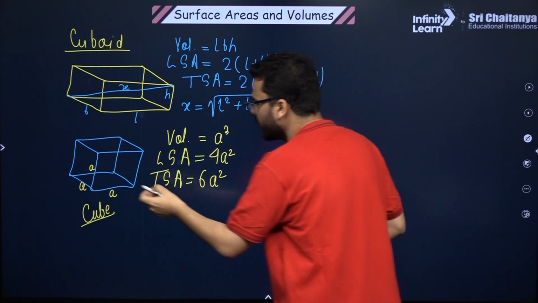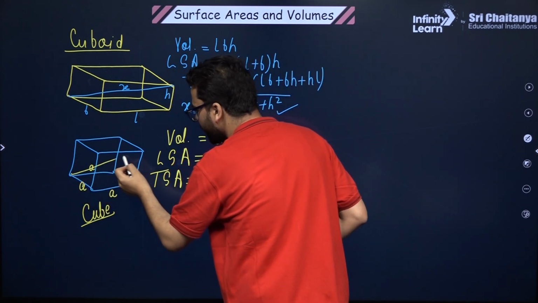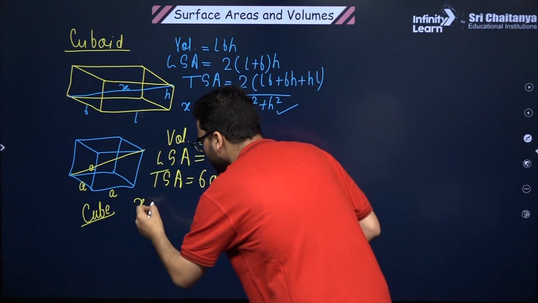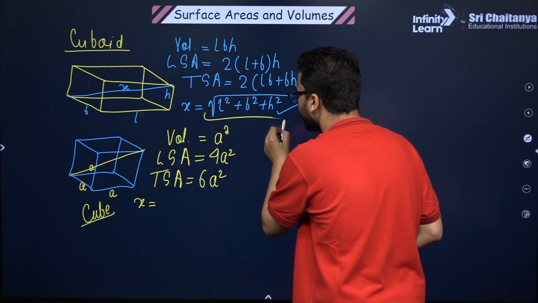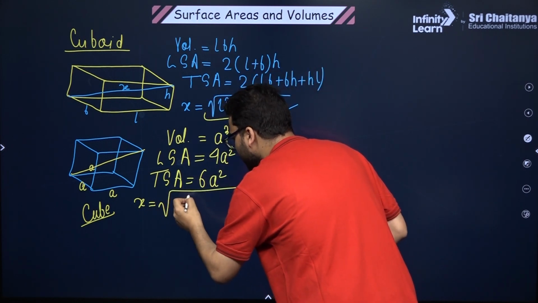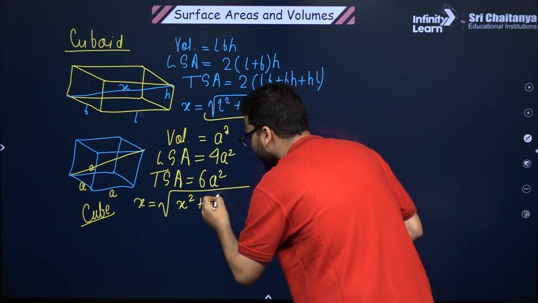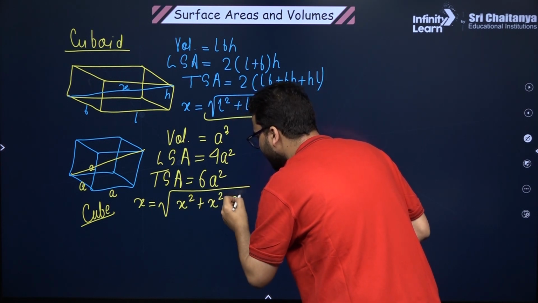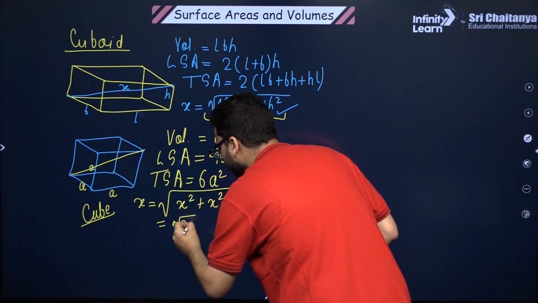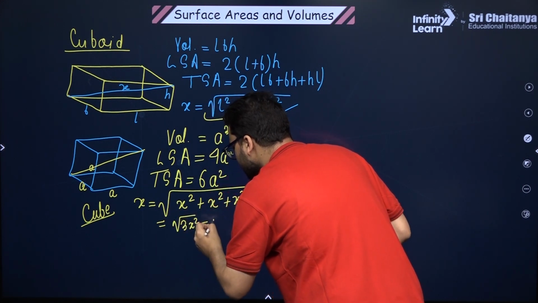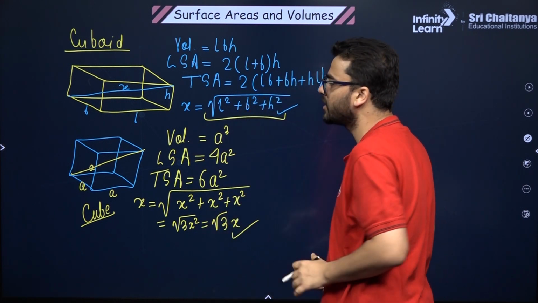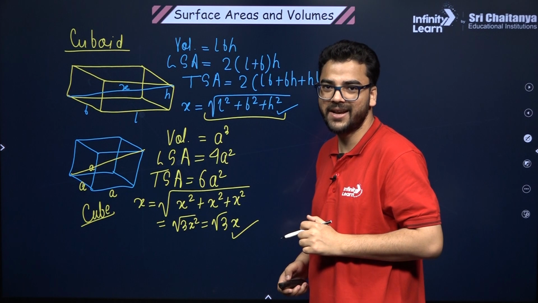Now what is the length of the longest rod which you can put inside this cube? So you see it will come using this thing only, right? So over here you can put x square plus x square plus x square. So that will be 3x square, square root of 3x square. So that will be square root of 3 into x. So that's all about cubes and cuboids, right?